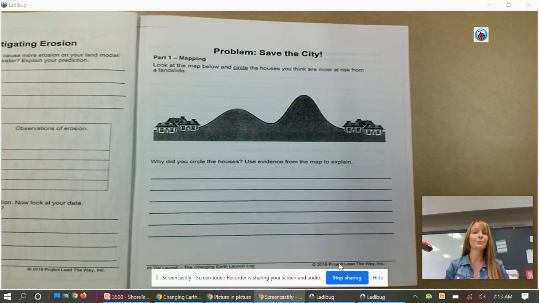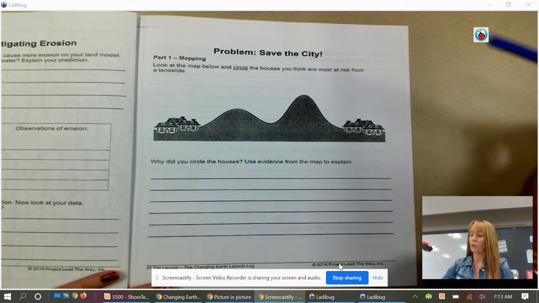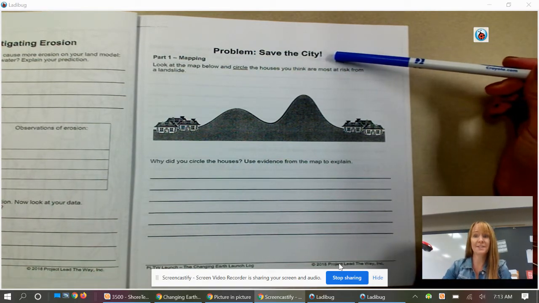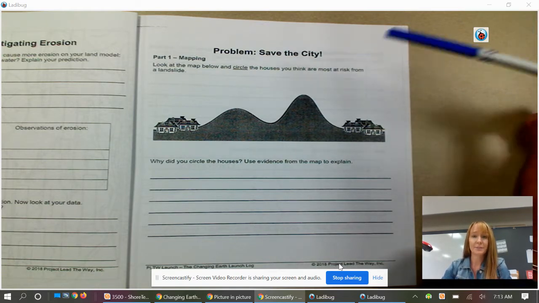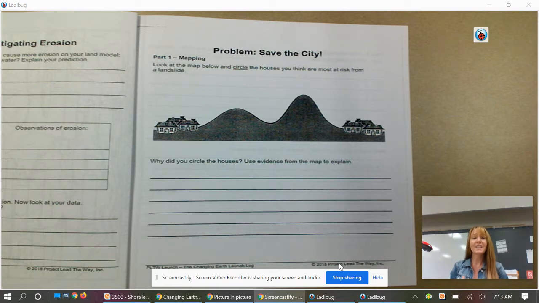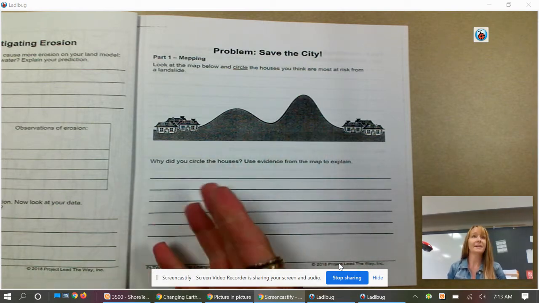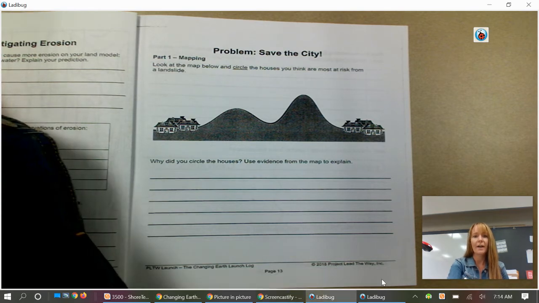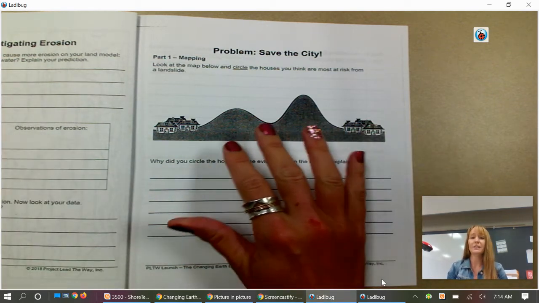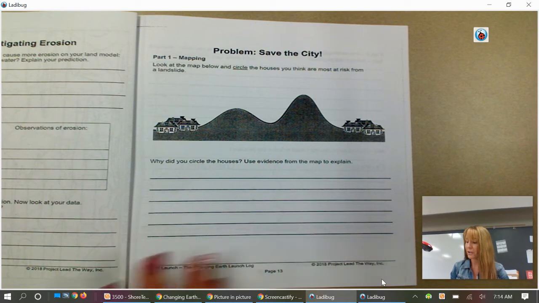All right, guys. So let's think about the problem. Find your STEM packet and take a look. Over here, it says problem, save the city. We know that Milo's aunt lives somewhere where there's a hill and there had been a fire, right? There had been a large fire and they don't have any trees or bushes or anything by their hill anymore.